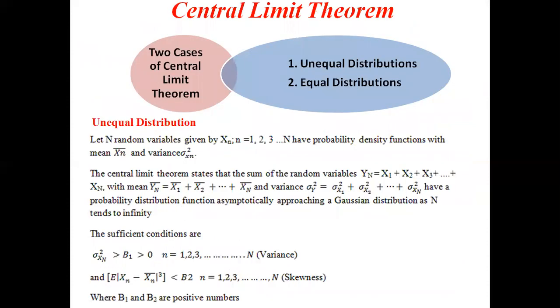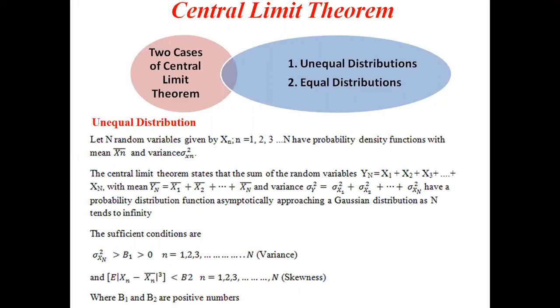In central limit theorem, we have two cases. One is unequal distribution and the second one is equal distribution. When you go with the unequal distribution, you can see here we have n random variables with mean and variance different for each. That is, x1 has a mean of x1 bar and sigma 1 square. x2 has a mean of x2 bar and sigma 2 square. That is, the mean and variances of random variables are different.